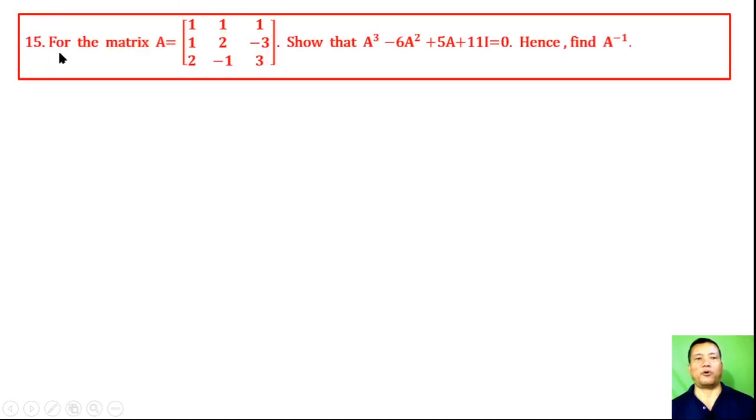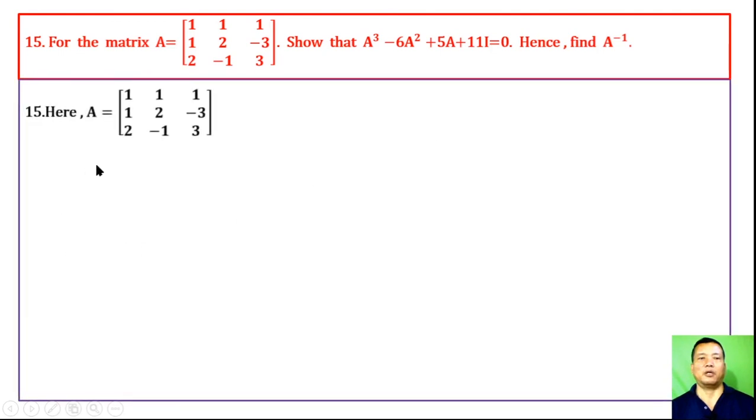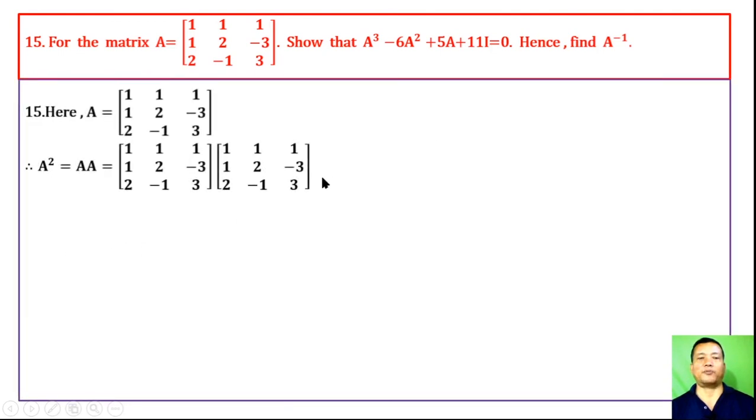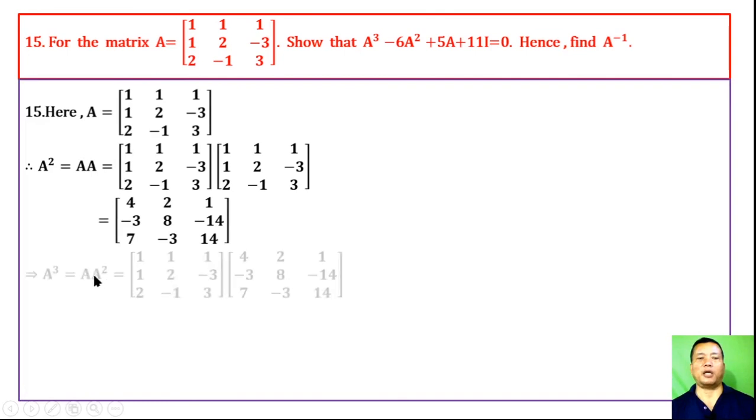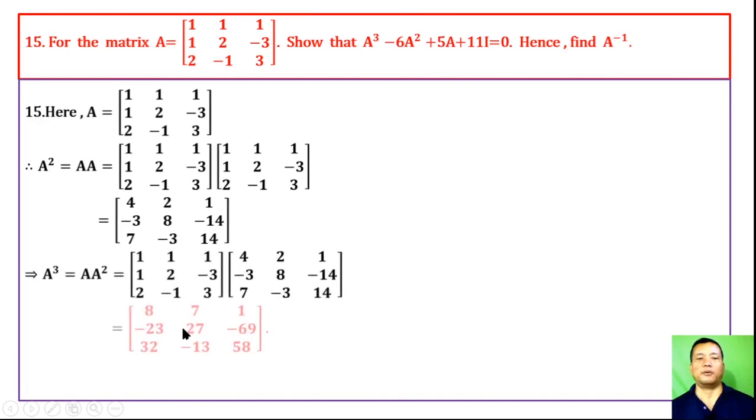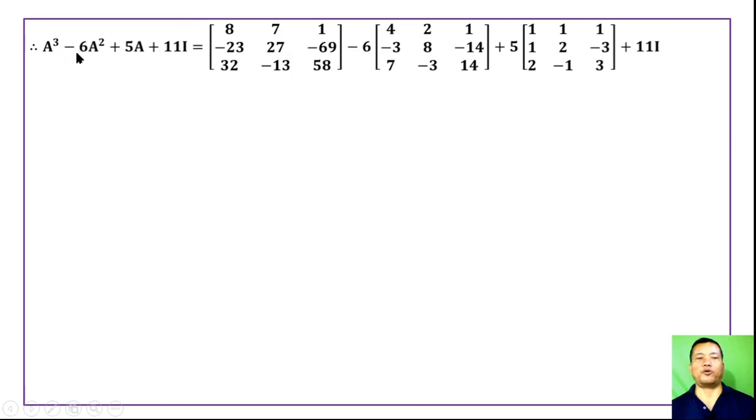Question number 15. For the matrix A of 3 by 3, show that this matrix equation holds. Hence, find A inverse. A square we find, then A cube we find. Actual multiplication gives a 3 by 3 matrix. Therefore, A cube minus 6 A square plus 5 A plus 11 I.